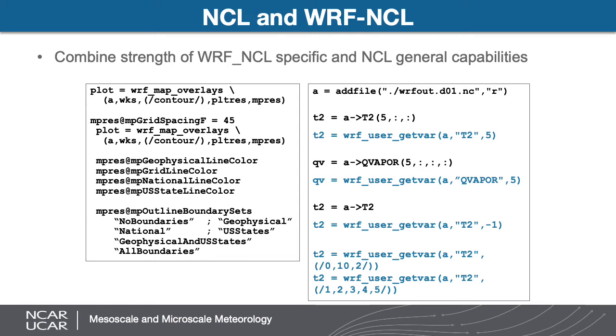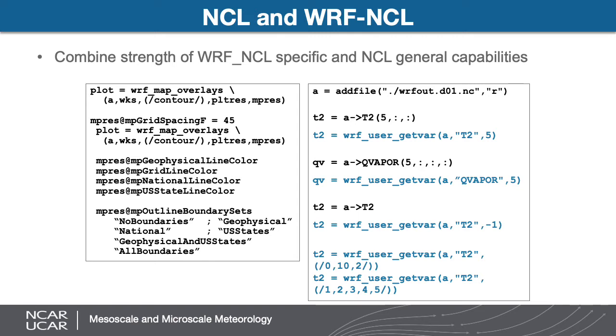And on the right, we'll just see that we're using add file to open up a WRF out file. And then here's a few examples of how you can read them. So this first example here shows that we're reading in time 5, and we're pointing directly at T2 because we know it's a WRF output, and then also a way to use the WRF user getvar to do the same thing. Q vapor, which is a 4-dimensional output variable for time 5, goes like this.